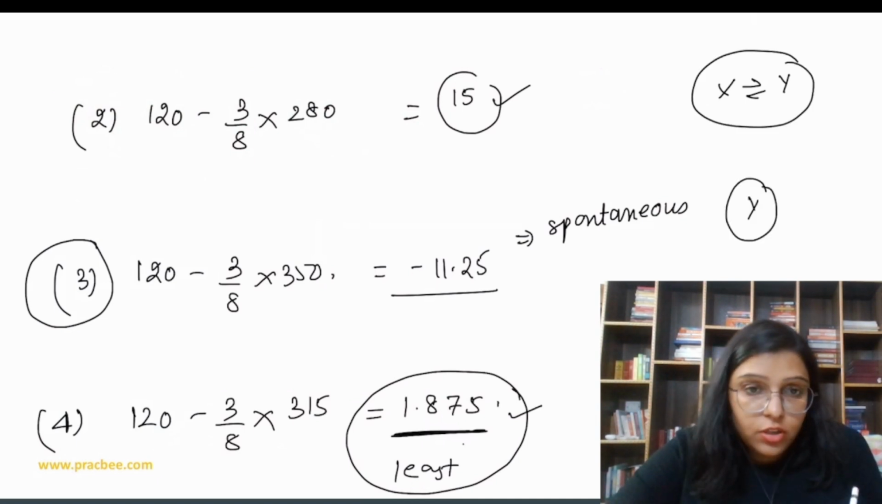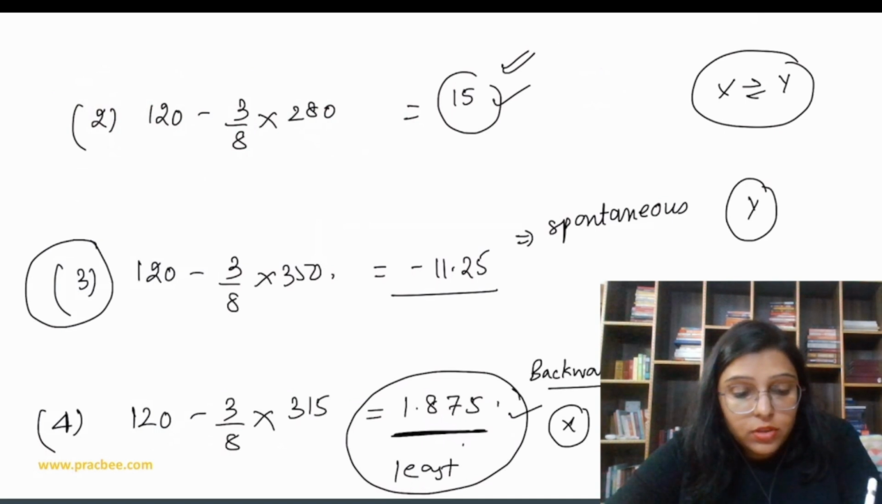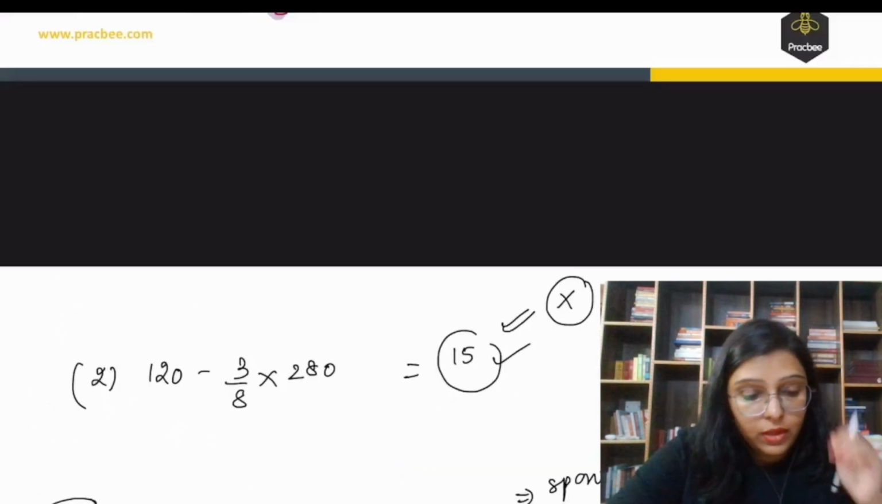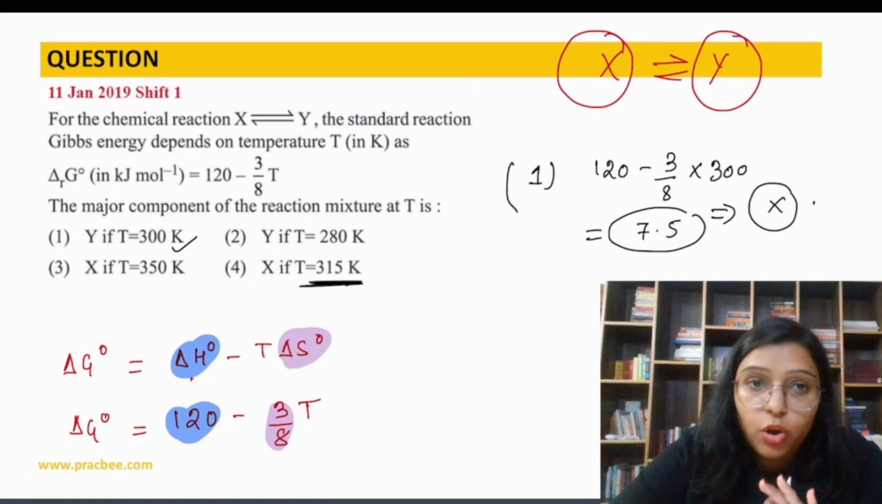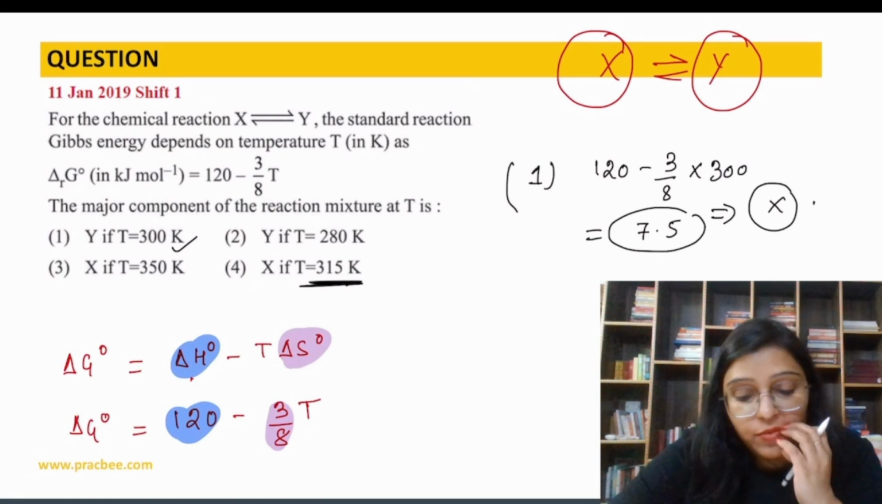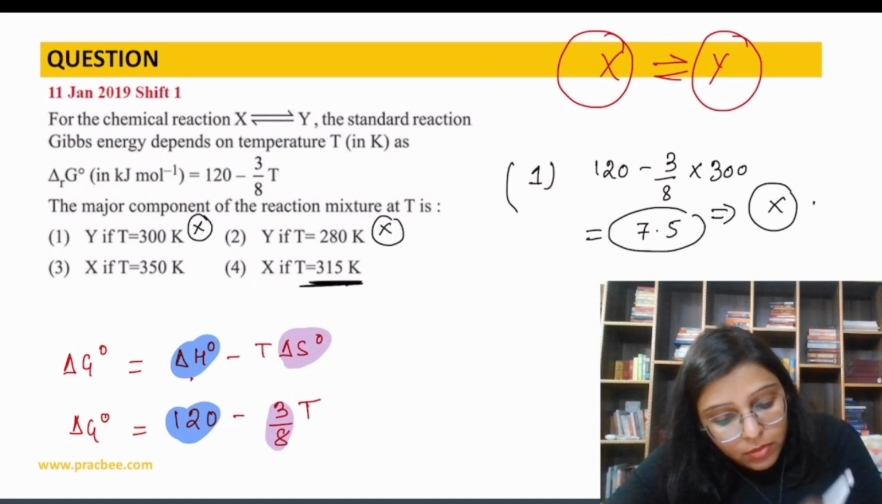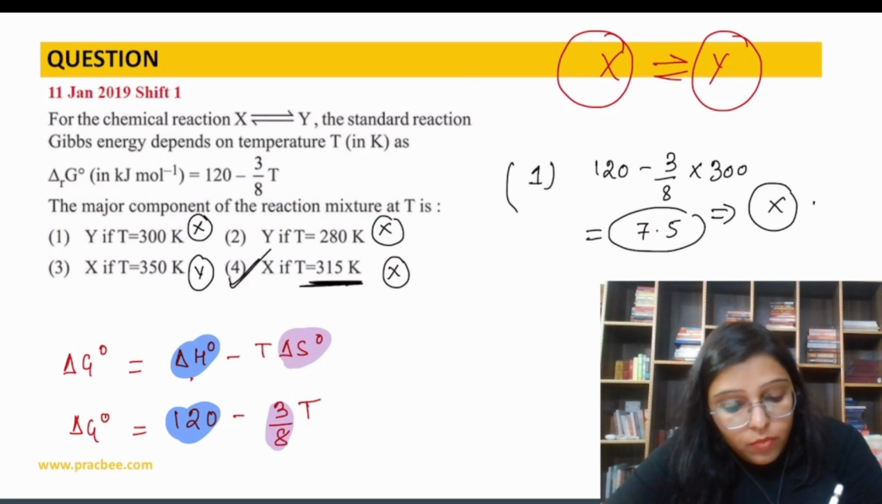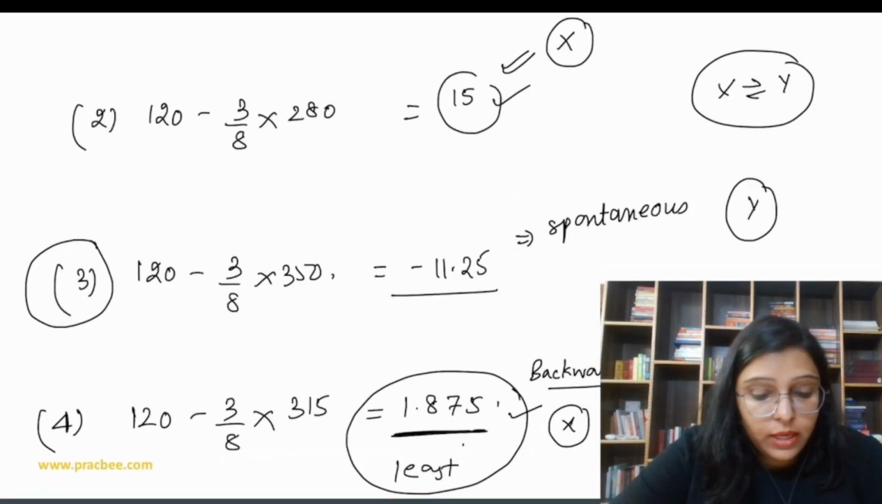Here delta G is positive. It means the reaction is not spontaneous or moves in the backward direction, so we have more amount of X. Here it is also positive, then we have more amount of X, not Y. So in the options, here X should be in major amount, here X should be in major amount, and here Y should be in major amount. So which is the correct one? Obviously option number 4, and that is going to be the correct answer. Now let's do the next question.